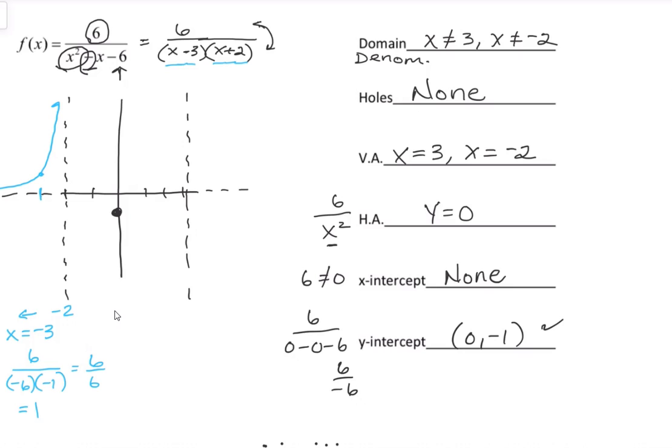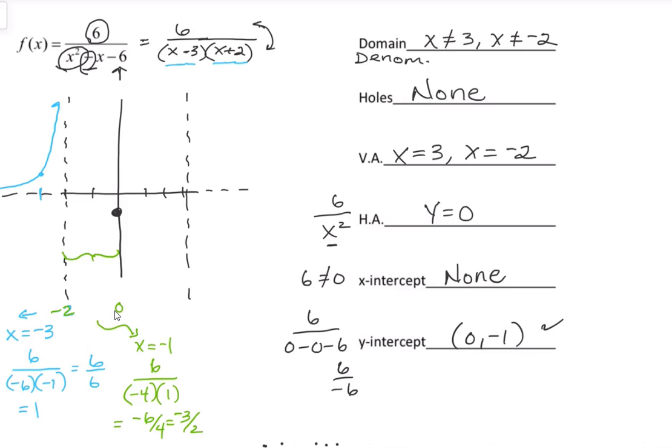The next place I want to test is in between the vertical asymptote and my y-intercept. So I want to test in between -2 and 0. I'm going to pick something in between there like -1. When I plug it into the original function, 6 over -1 minus 3 is -4, and -1 plus 2 is 1. So I get -6/4 or -3/2 for that y value.